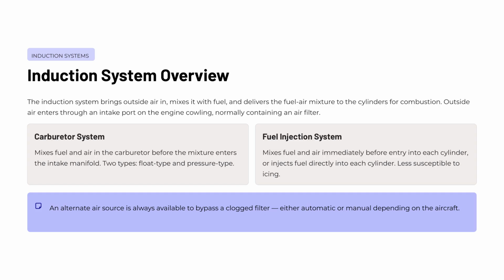One important safety feature found in both system types is an alternate air source. If the primary air filter becomes clogged, this alternate pathway ensures the engine continues to receive airflow. Depending on the aircraft, this bypass may activate automatically, or it may require a manual selection by the pilot. Always know which type your aircraft uses and how to operate it correctly.